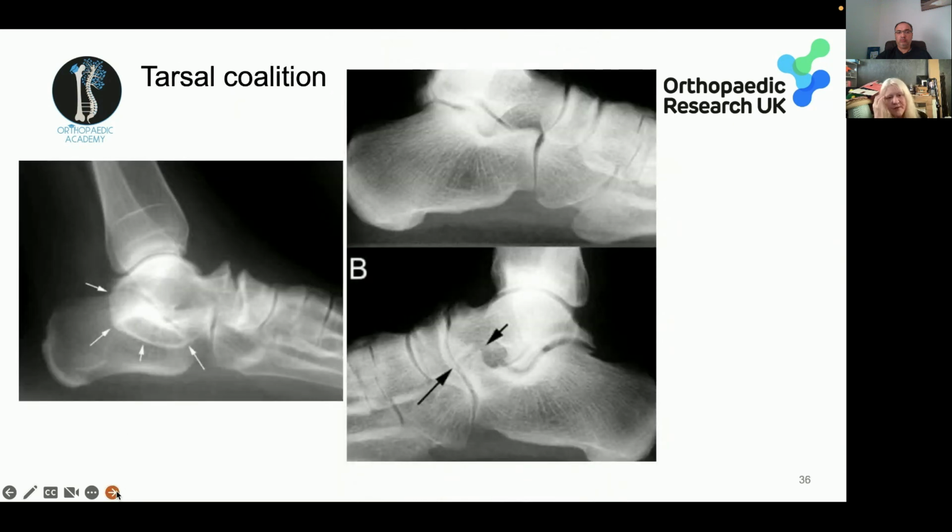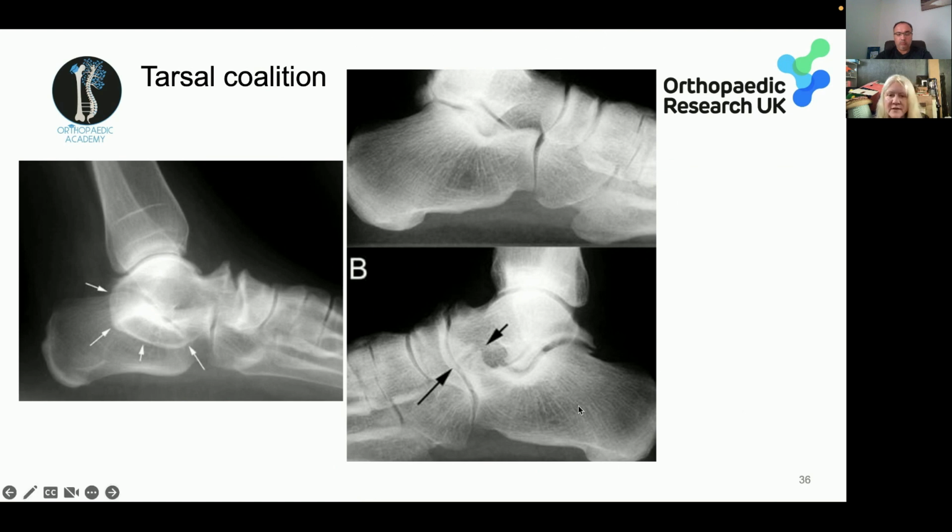Tarsal coalition happens in kids. Usually the kids present in adolescence with recurrent ankle sprains. Just so you can see it on an x-ray, there's two types. There is this one, which is the talar calcaneus, and it's a C shape here. So what you've got is an abnormal connection between the talus and the calcaneus.